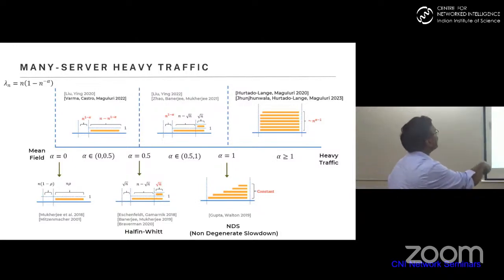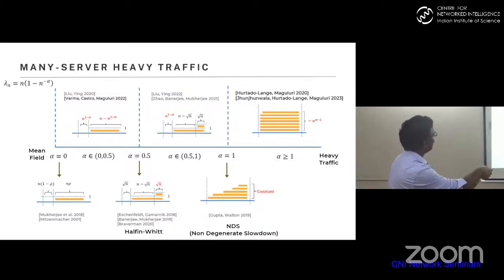So this is the first phase transition that happens as alpha increases, and this is called the Halfin-Whitt regime. The Halfin-Whitt regime was studied for the multi-server queue, not JSQ, but JSQ in this regime was studied by a sequence of works.